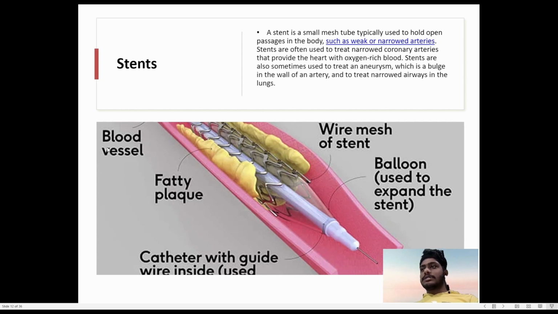Here we have blood vessels, fatty plaque, which blocks them, the wire mesh which is used to extend the part, and the balloon which is used to expand the stent. So in this way, the blocked artery can be opened.